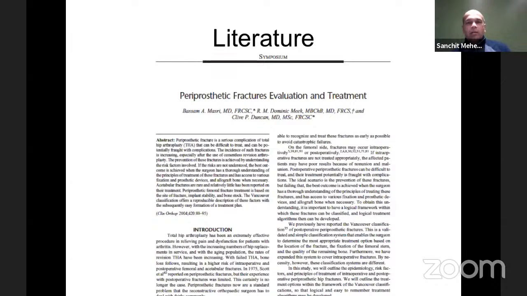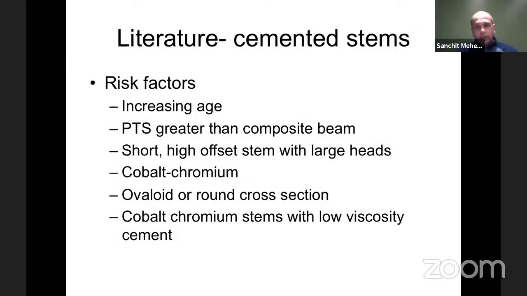And then Masry and Duncan's work on periprosthetic fractures. This is the whole Vancouver philosophy. And you'll see a lot of our understanding of periprosthetic fractures comes from the Vancouver group. There are some risk factors that have been listed in the literature.